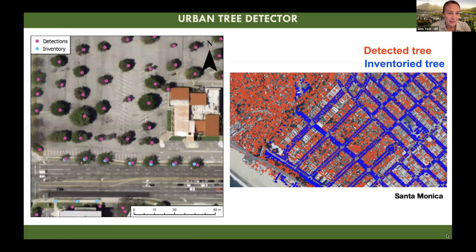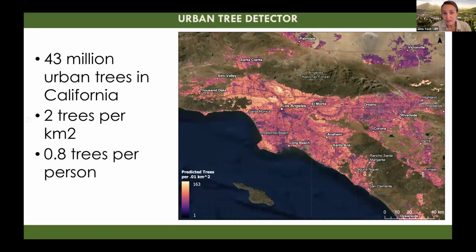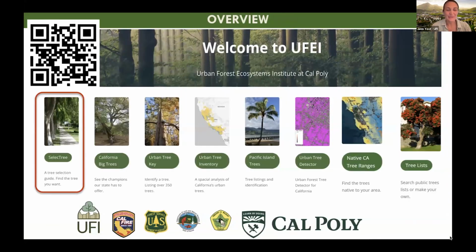What you can see here on the left is the blue points are the inventoried trees. And clearly it's missing a lot of the urban forest. The red points are all the trees that are still part of the urban forest and contributing to the urban canopy, but aren't in the public right of way. Next slide. And from that data, we've been able to run this over imagery across all cities in California. We've discovered that there's 43 million urban trees in California, which is about 0.8 trees per person in the state. Okay, next slide.